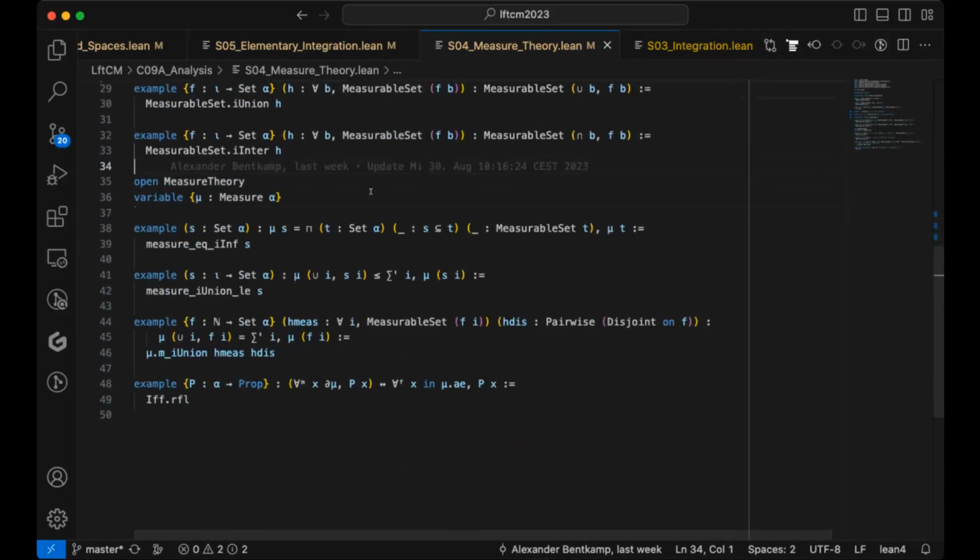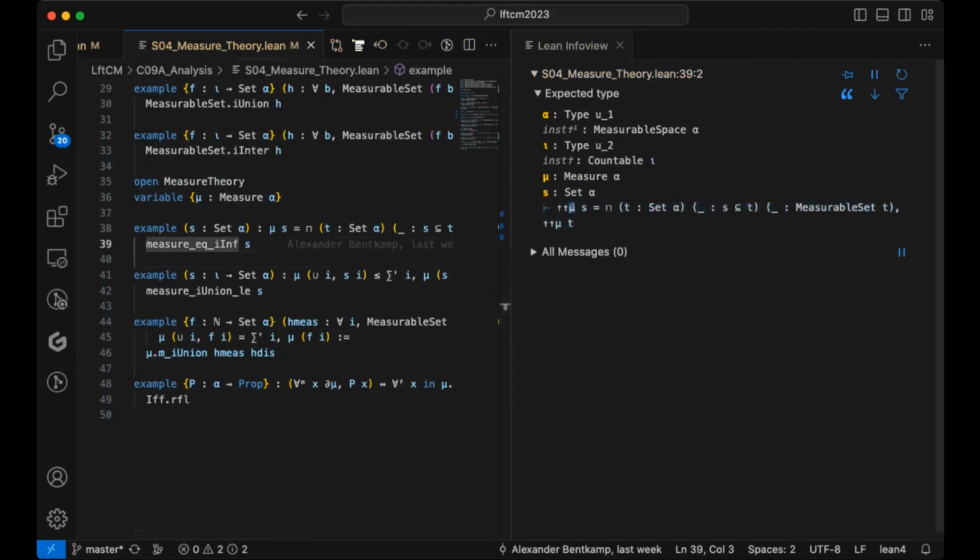But okay, why do you want measurable spaces? Well, because you want a measure. We also have measures. And yeah, there's a little bit of content on line 38. So a measure, so if I look here and I bring back the info view, so the left-hand side here, mu of S. So what's this?